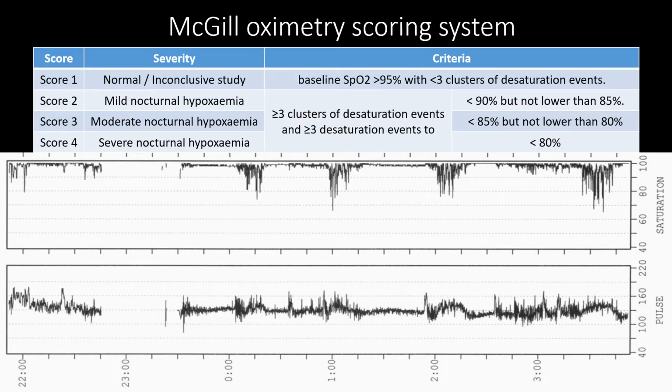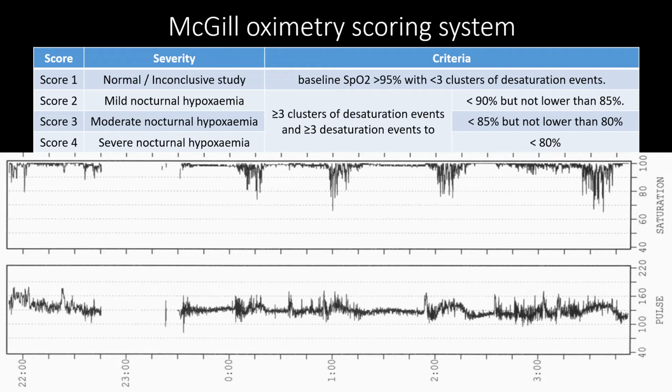A quick word about oximetry scoring, which is not in vogue anymore in many places, including GOSH. We usually don't use the system inside the hospital. This is more of a home study or a community study where they just want to know whether the child has got a reasonable number of desaturations. The positive predictive value is really good, but the negative predictive value has to be cross-checked again by a full sleep study.